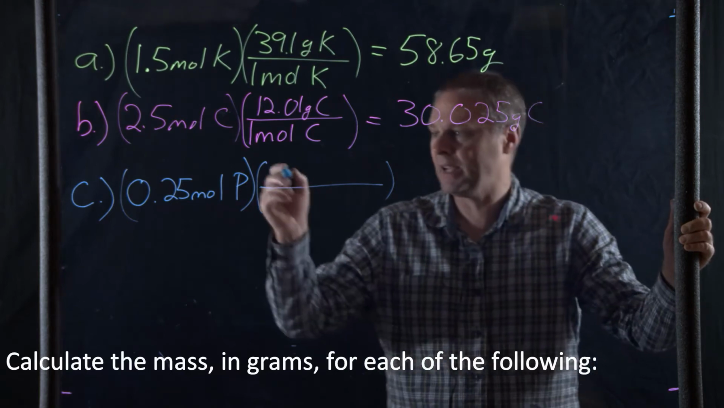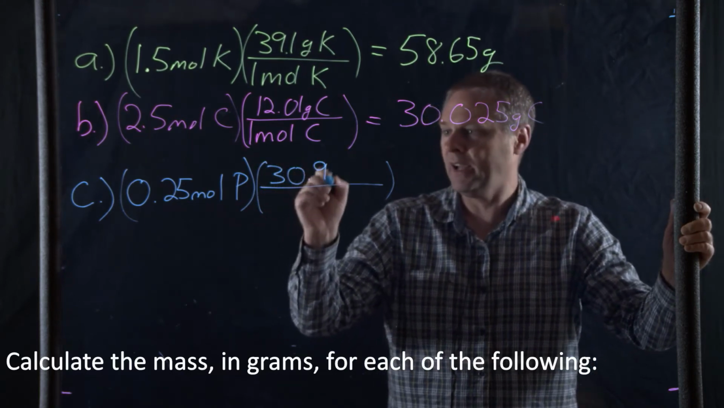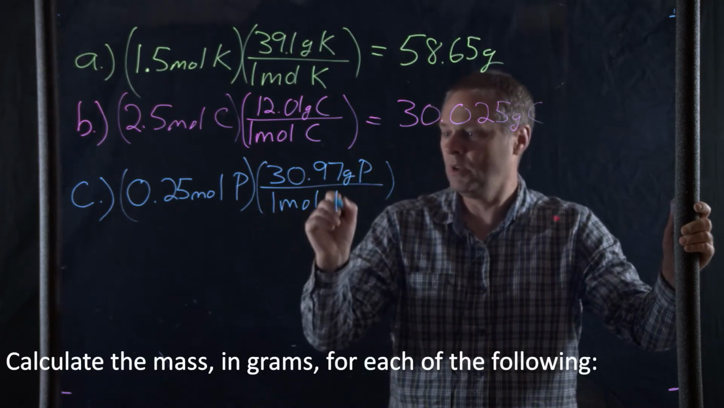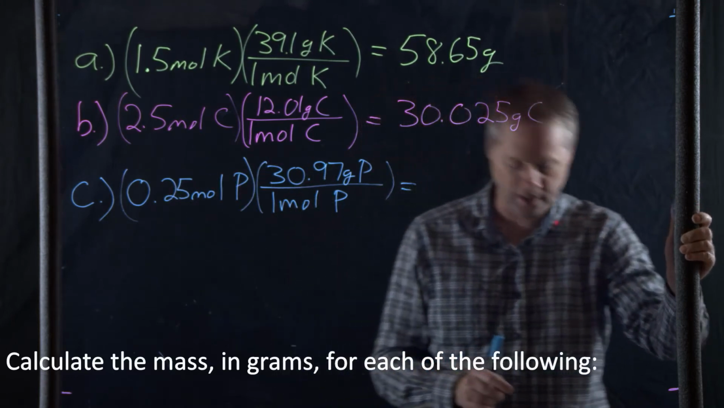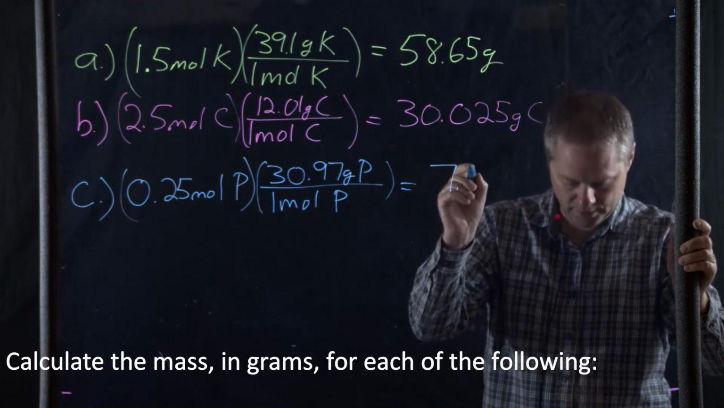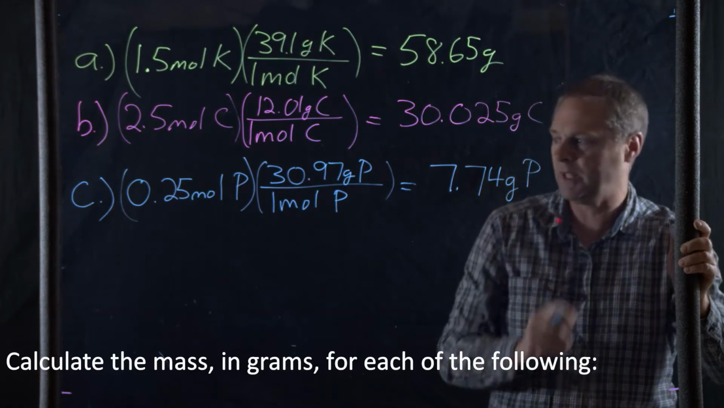The molar mass of potassium is going to be 30.97 grams of potassium. This is going to be for 1 mole of potassium. We do this arithmetic where we take 0.25 times 30.97. And for that, we're going to get 7.74 grams of potassium.